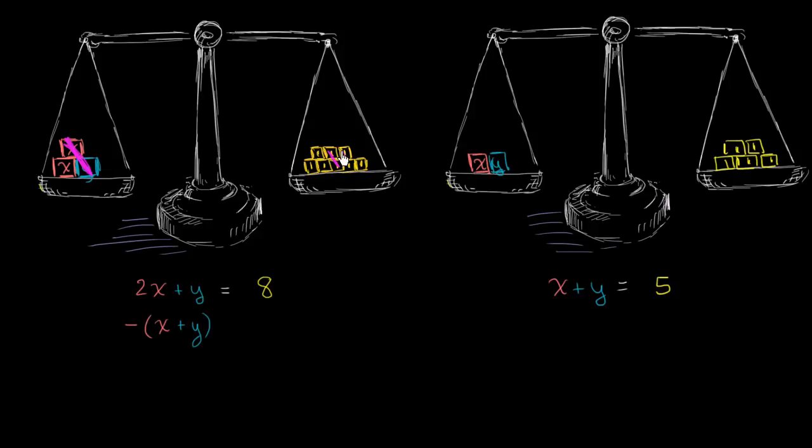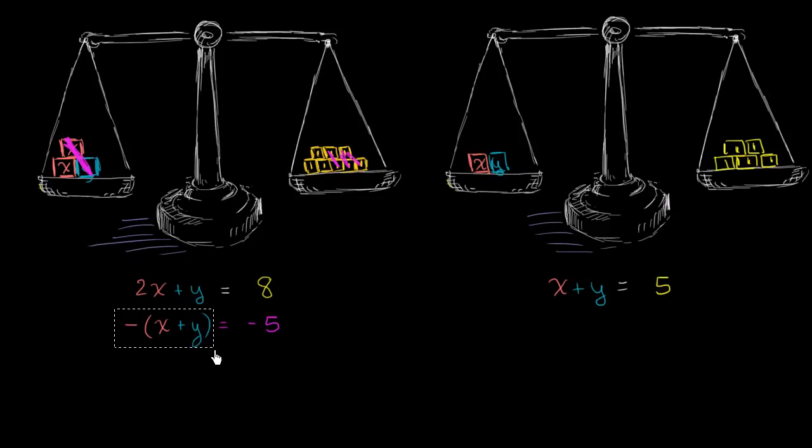And the only way I'm able to do this is because of the information that we got from the second scale. And so I can take away 5. Taking away an x and a y is the same thing as taking away 5, and we know that because an x and a y is equal to 5 kilograms. And so if we take away an x and a y on the left-hand side, what are we left with? Well, let me rewrite this part.